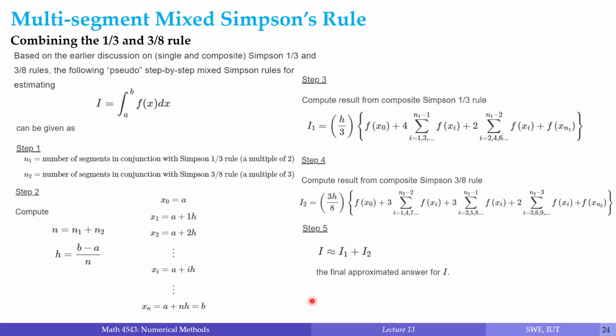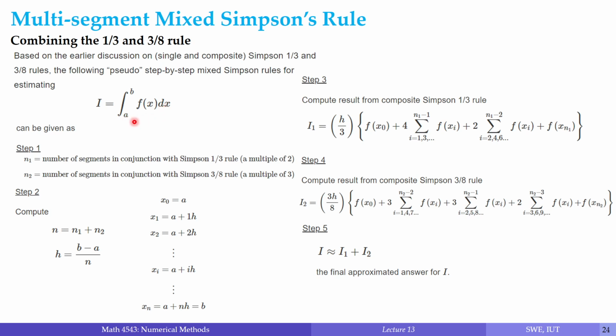Fine. So how can multi-segment Simpson's 1/3 and 3/8 rules be fused? We can basically combine these two approaches, the Simpson's 1/3 approach and the Simpson's 3/8 approach, and come up with a mixed version of the composite Simpson's rule. So how can we do that? Let's discuss that.